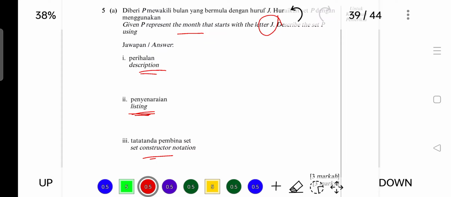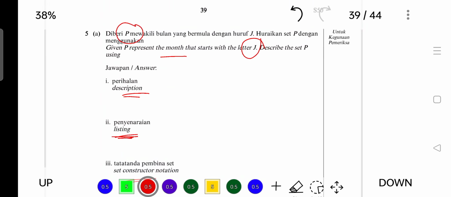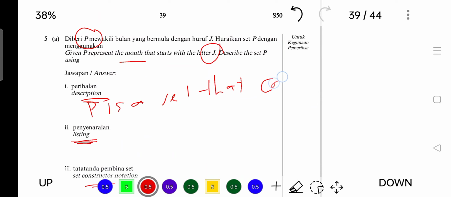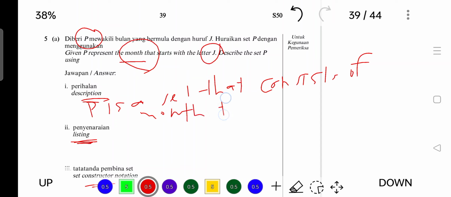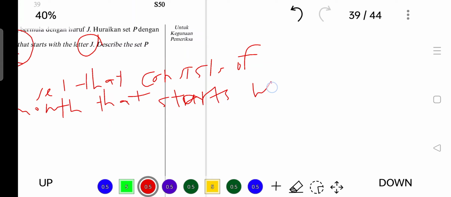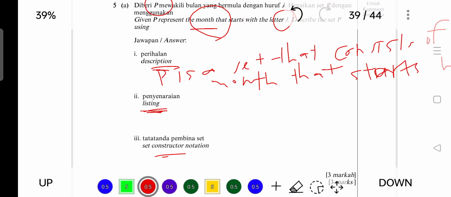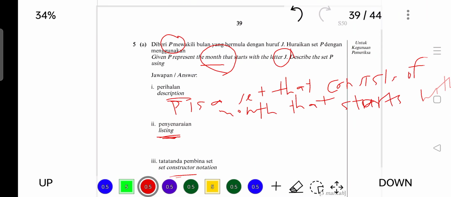Okay. When you want to describe, you can simply say this P is a set that consists of months. Just copy from the sentence that starts with the letter J. Sorry, forgive me for my ugly handwriting. I can't really do it nicely on my tab.